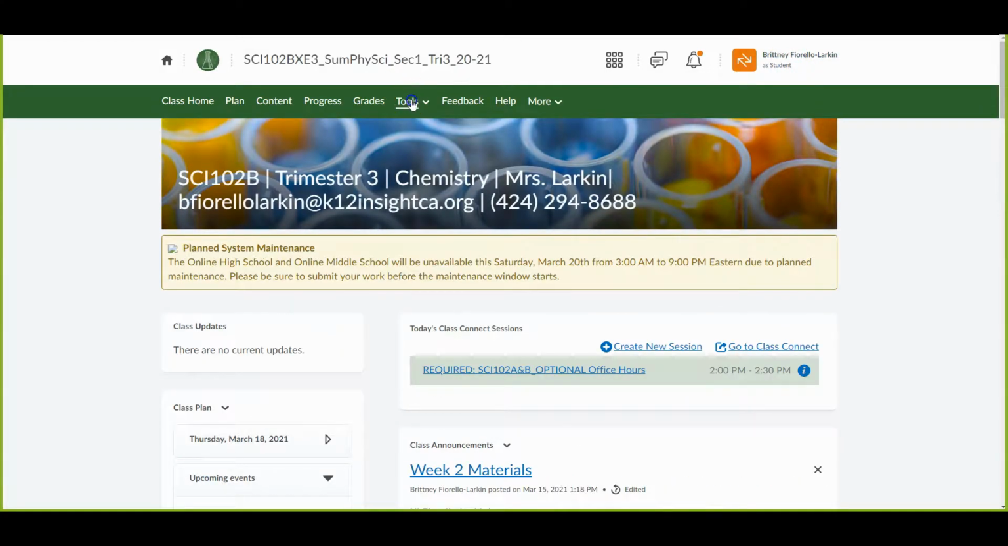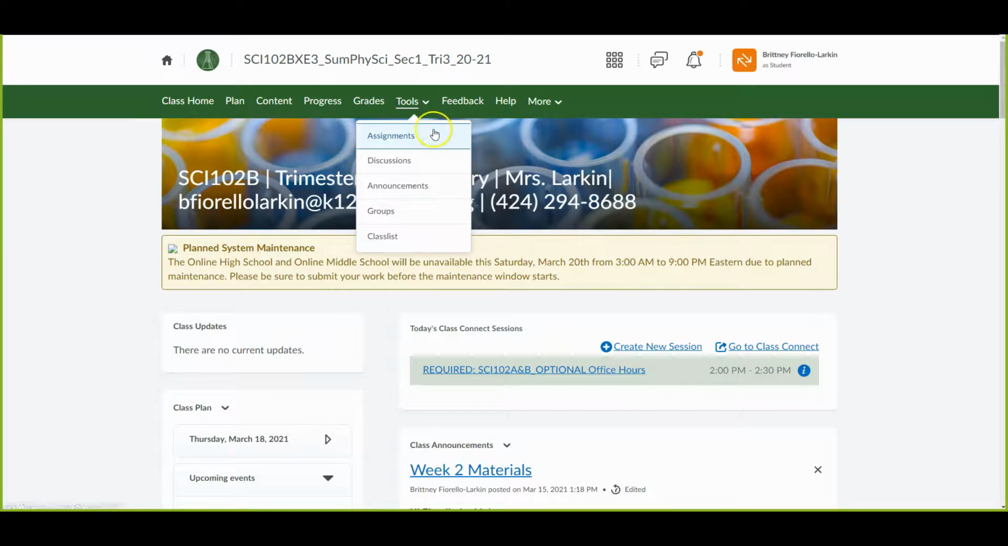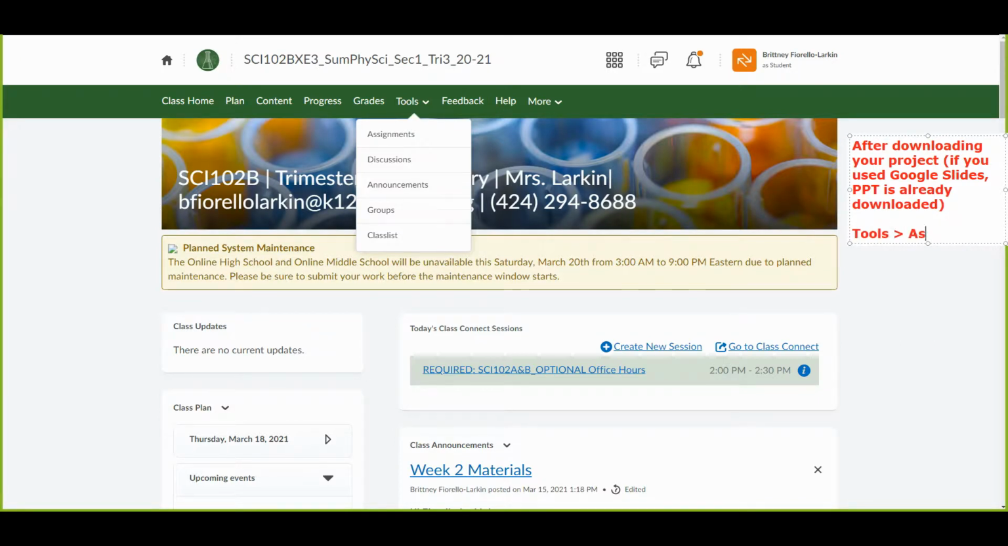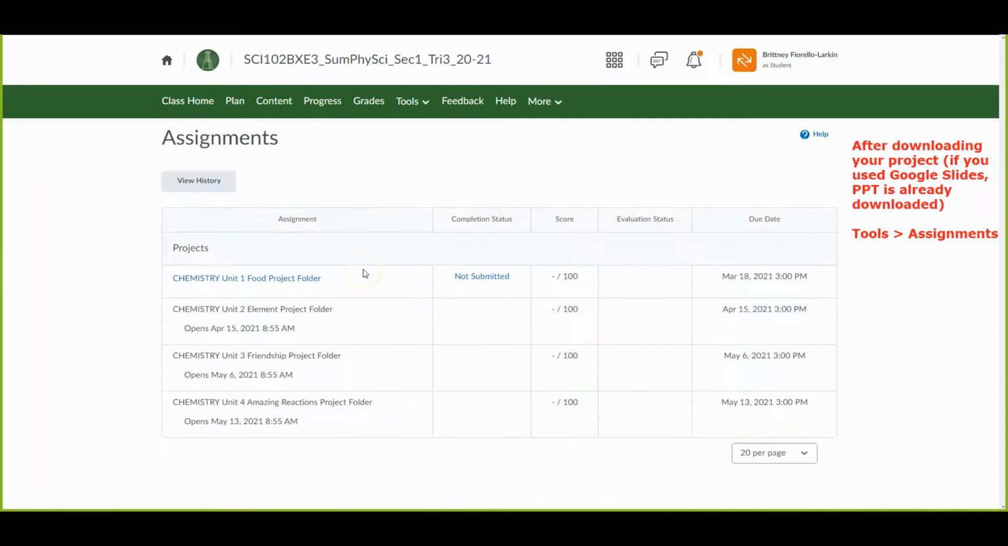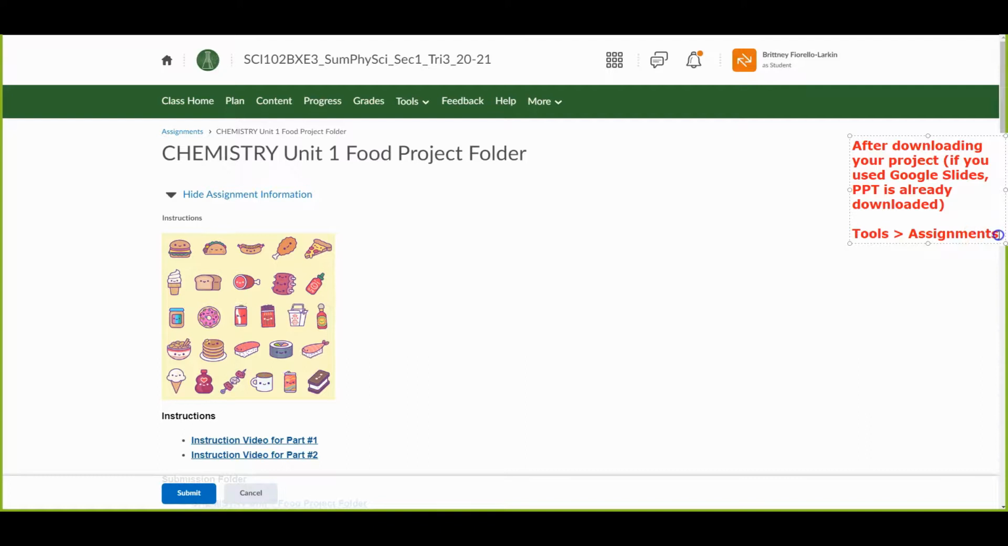All right, so you're going to go to Tools and Assignments. So again, this is after you have downloaded your project. If you used Google Slides, PowerPoint is already downloaded. Okay, then you're going to go to Tools and Assignments. So Tools, Assignments. And from here, you'll see the Unit 1 Food Project folder. So Tools, Assignments, and then go to the Unit 1 Project folder.